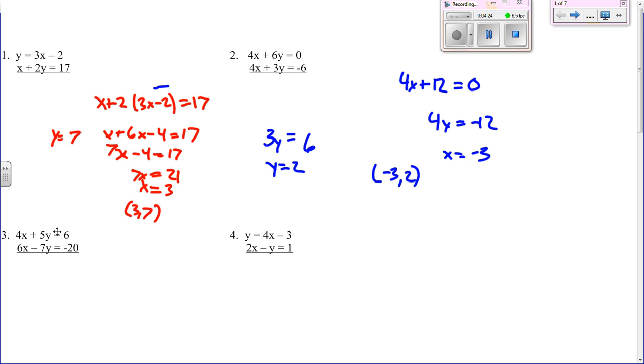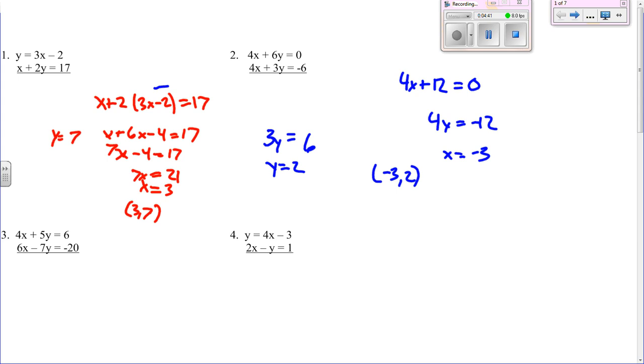Number 3, I'm going to have to multiply. None of my coefficients are the same. No variables are by themselves. We'll multiply the top equation by 6.